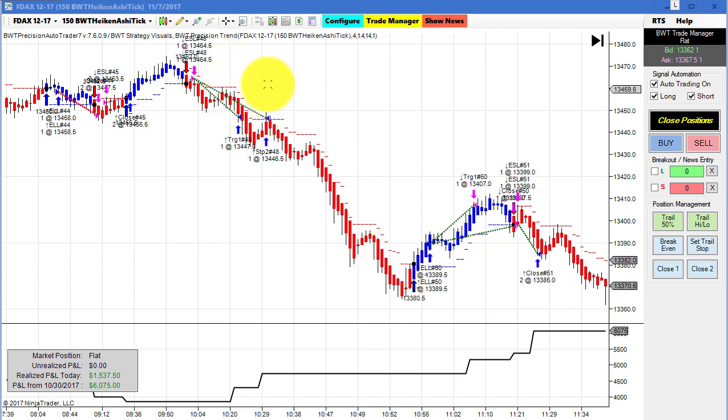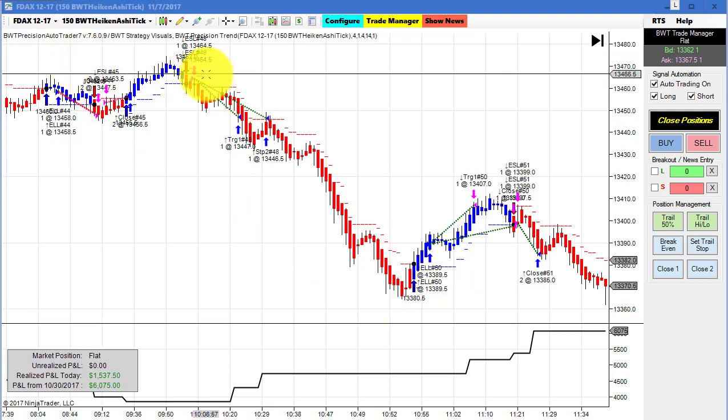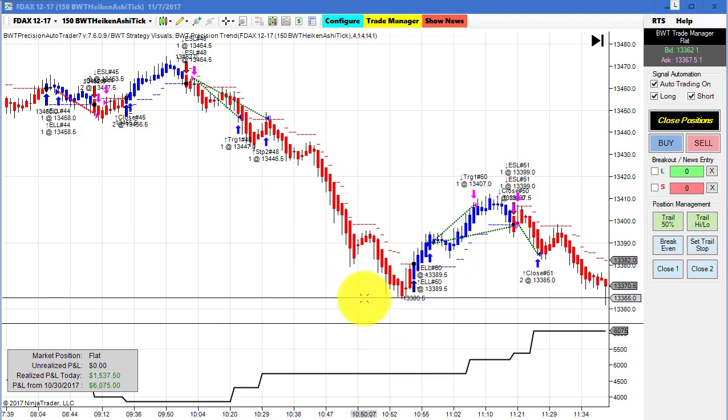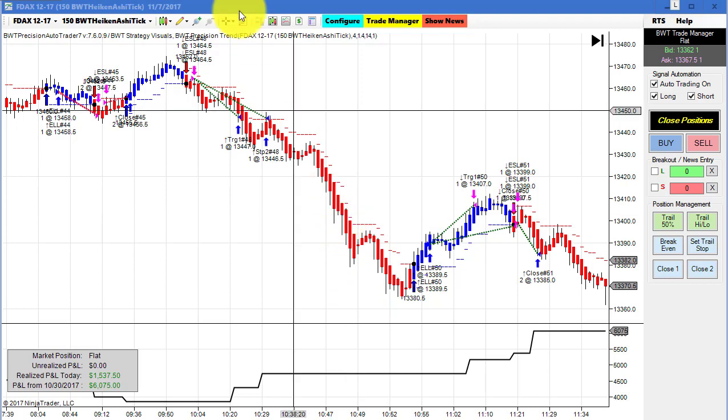It went short at 13,464.50, and there was a low of 13,366. That was almost 100 ticks in the DAX. That would be more than $2,000 on that move.